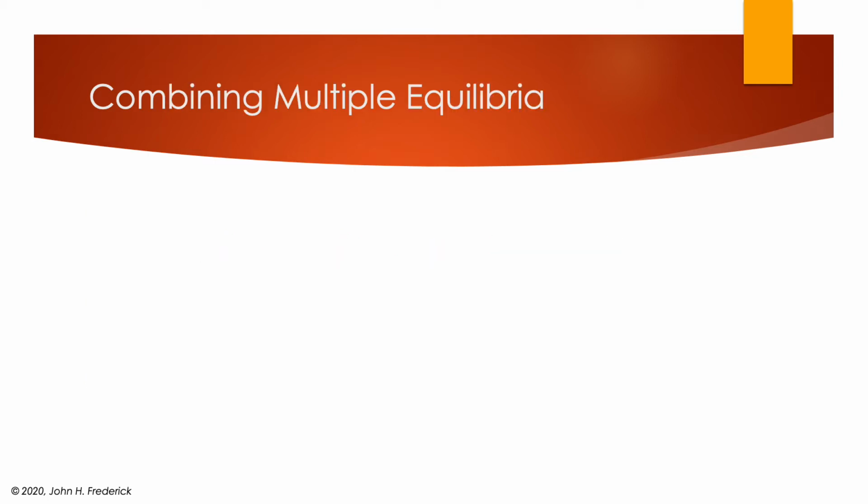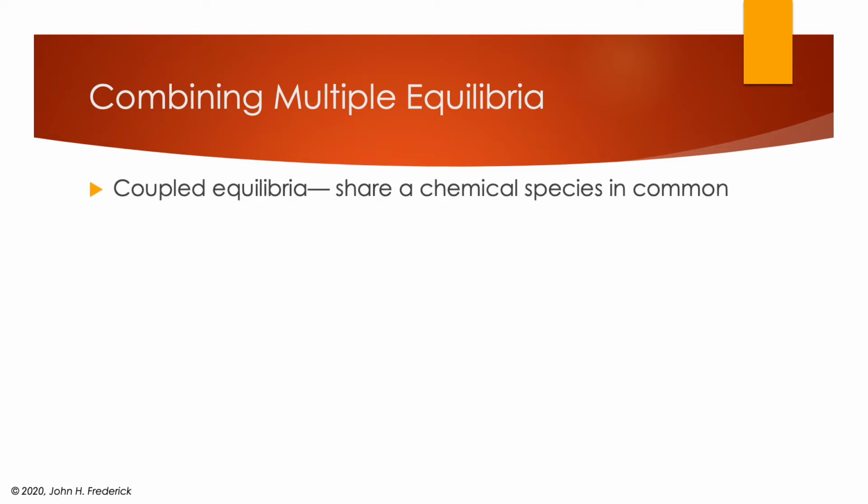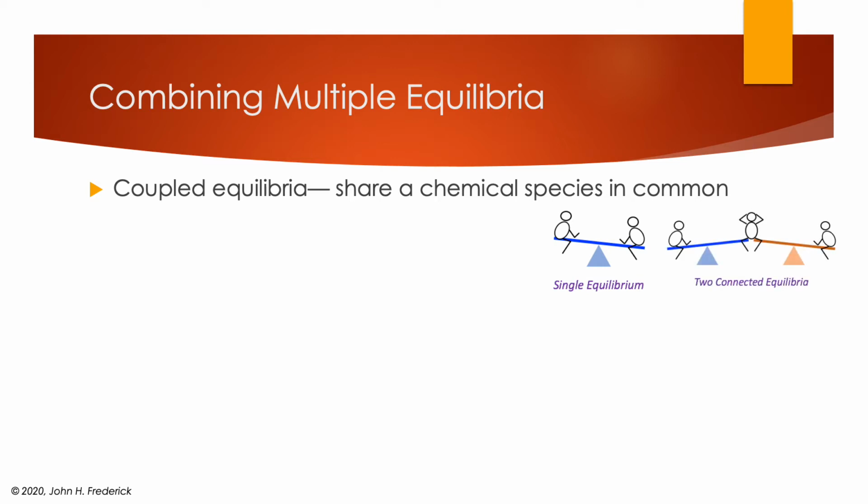We can also alter equilibria by combining them with other equilibria. Let me explain what that means. We're going to be coupling equilibria together, and what coupling means is that they share a chemical species in common. So a really simple picture of an equilibrium would be maybe two people on a seesaw. They're going to find an optimal balance point, and that's something we could describe as their equilibrium. If we have two equilibria that are coupled together, it's a more complicated situation, so I would liken it to something like this. Here we have two seesaws, but there's one person in the middle that happens to be able to sit on both seesaws.